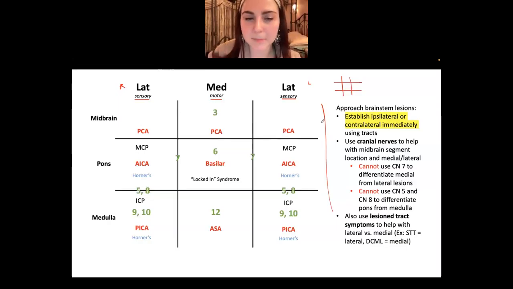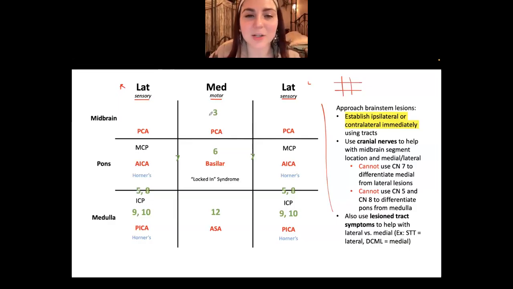Next, you can draw on your blood supply because we just talked about it. So PCA does every part of the midbrain. ICA does the lateral portions of the pons. Basilar does the medial portion of the pons. And then for the medulla, PICA is going to do lateral medulla. ASA is going to be medial medulla. Okay? With me? All right.